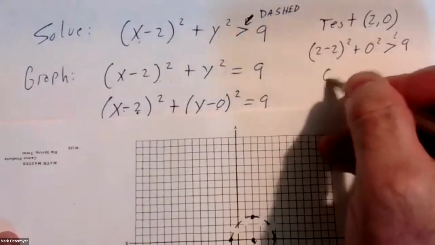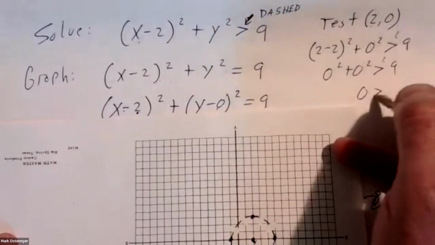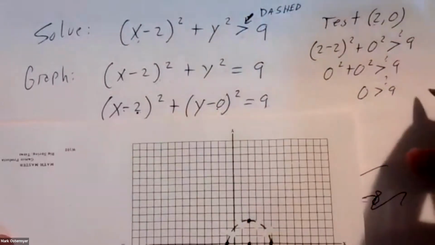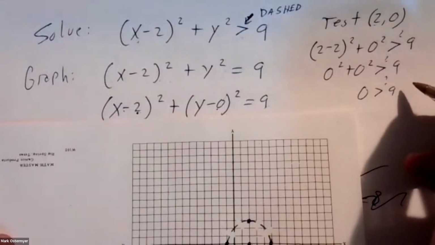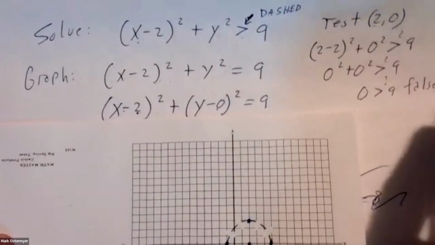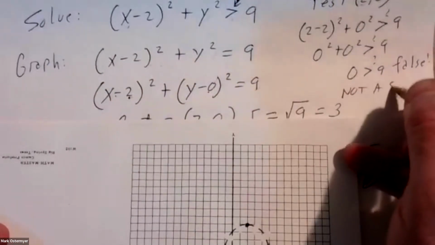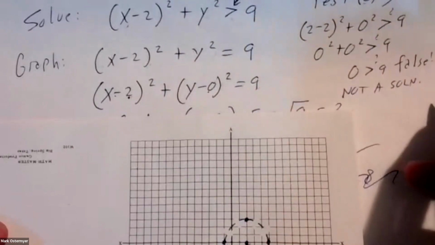This is going to be 0. Is 0 squared plus 0 squared greater than 9? Is 0 greater than 9? Is that true or false? Is 0 greater than 9? That is false. So (2, 0) is not a what? Not a solution to the inequality.